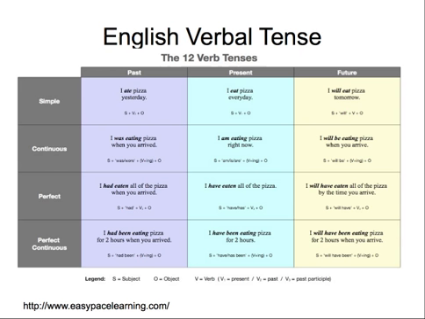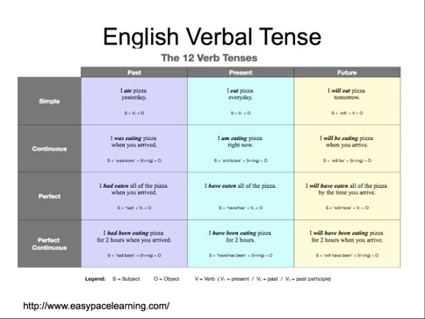We also have continuous action. I was eating pizza. I am eating pizza. Or I will be eating pizza. That's a continuous action. We have a perfect action. I had eaten all of the pizza when you arrived. You may not know what past perfect means, but if I said I had eaten all the pizza when you arrived, you know that the narrator is referring to a past tense event, and that the narrator had finished the action that he's describing.